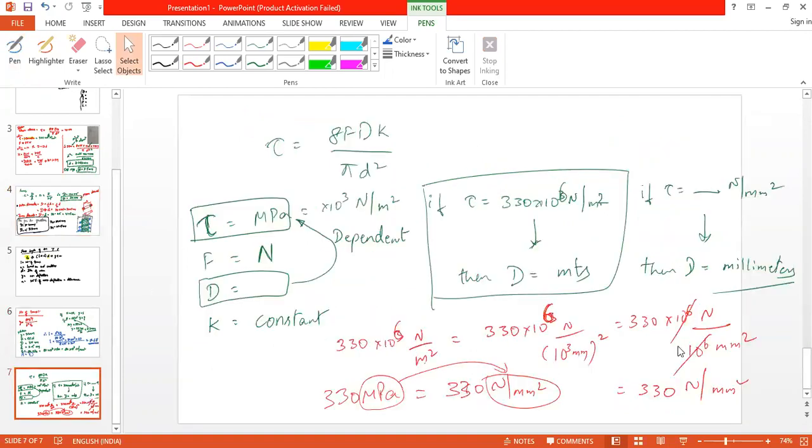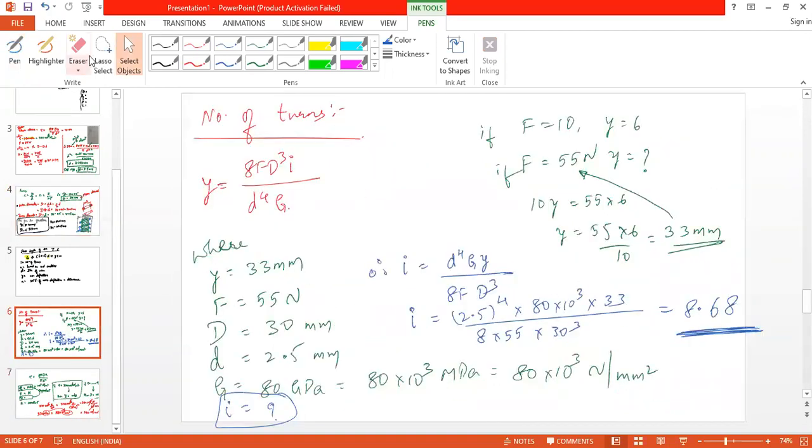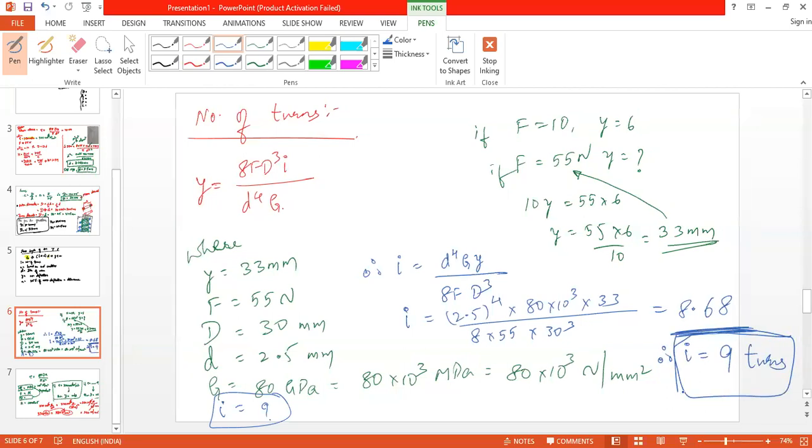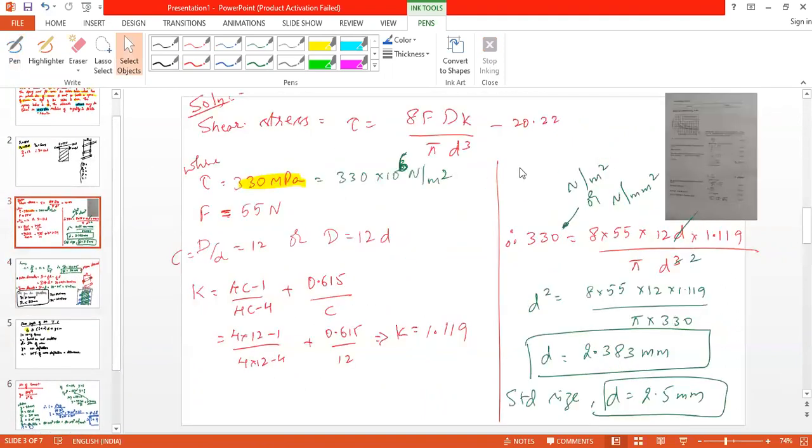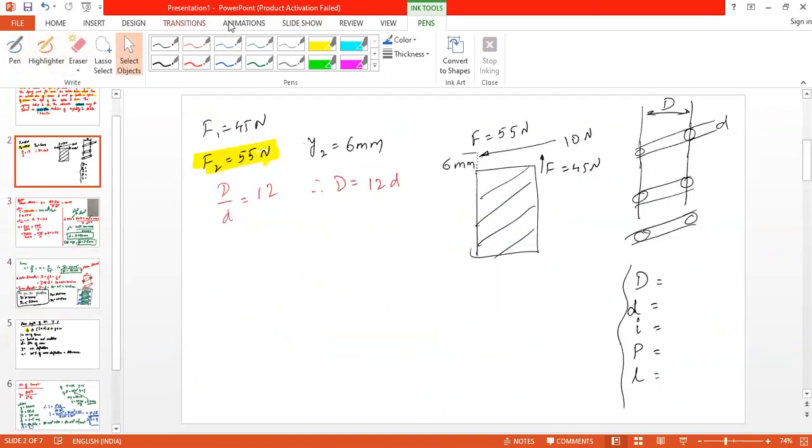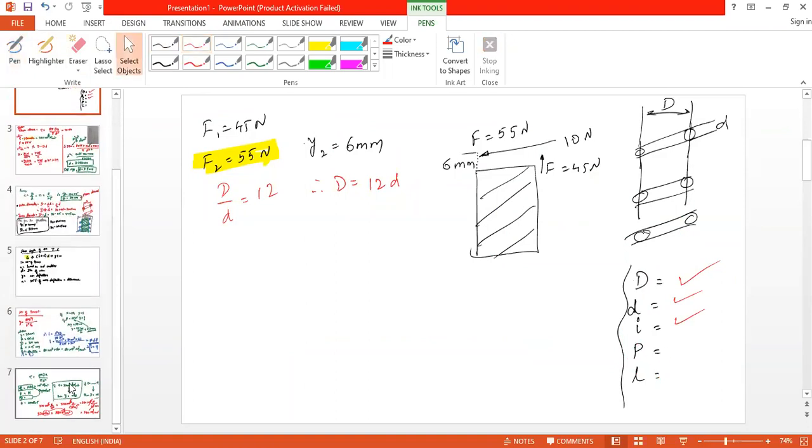You cannot have a fraction turn, therefore I is equal to 9 turns. Value of I is 9. So now we got the value of D, capital D, that is the nominal diameter, and the wire diameter, and number of turns. So we need to find the pitch and length of the spring.